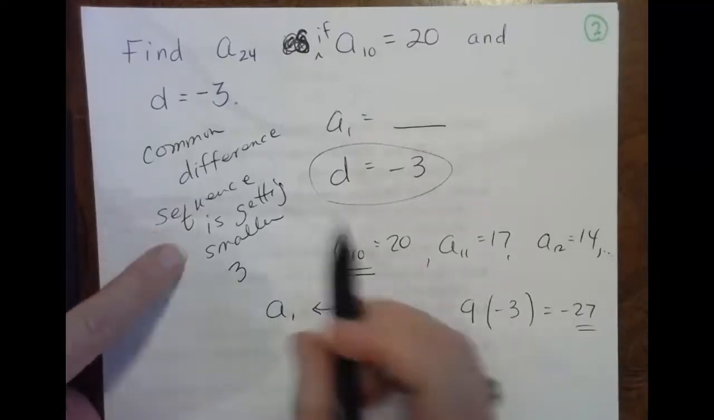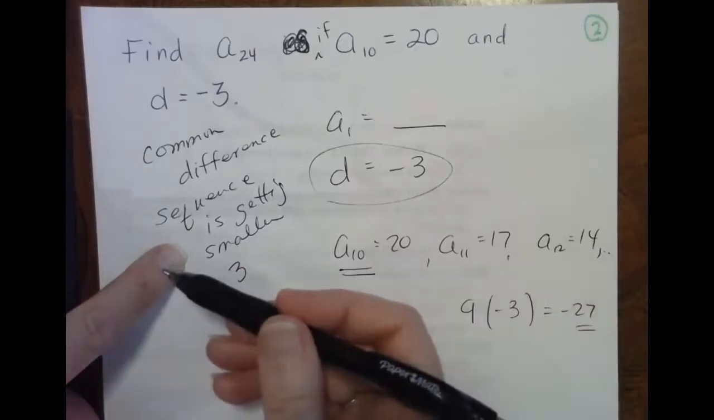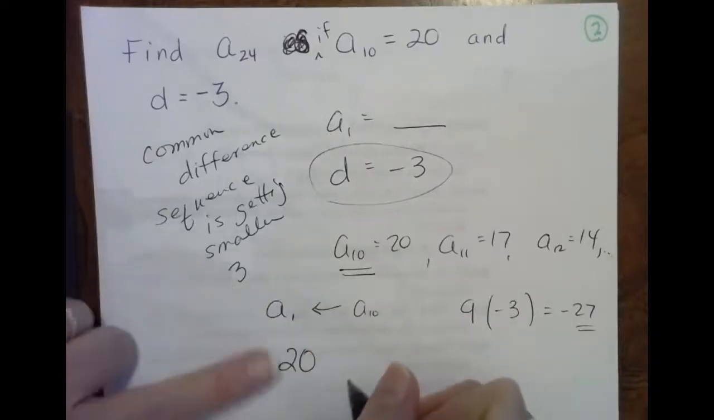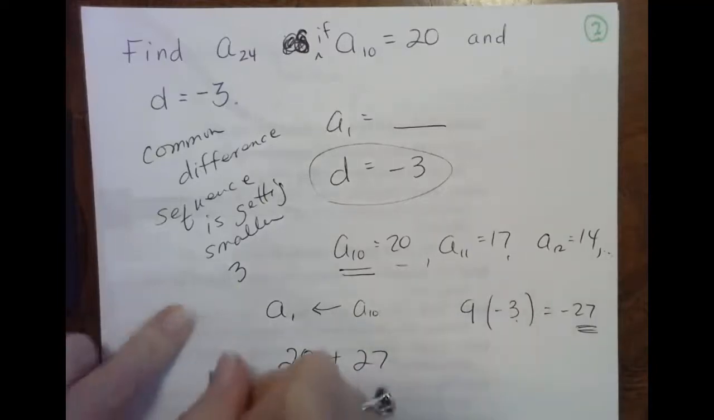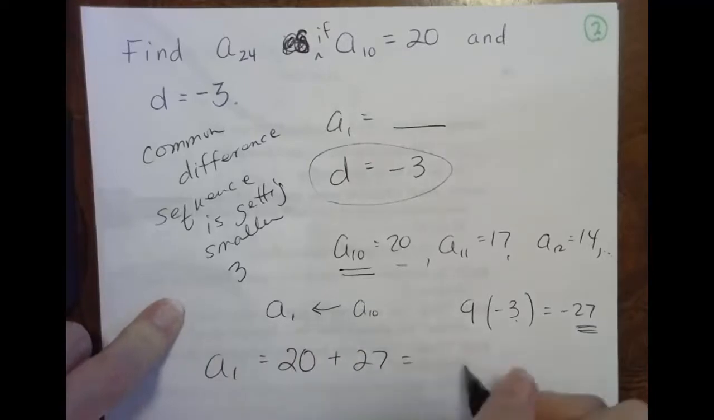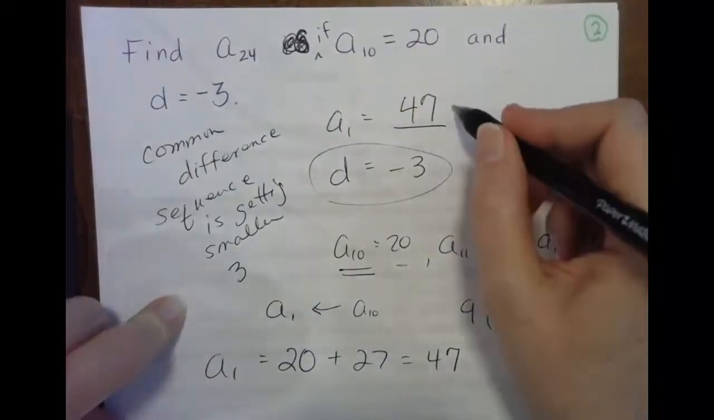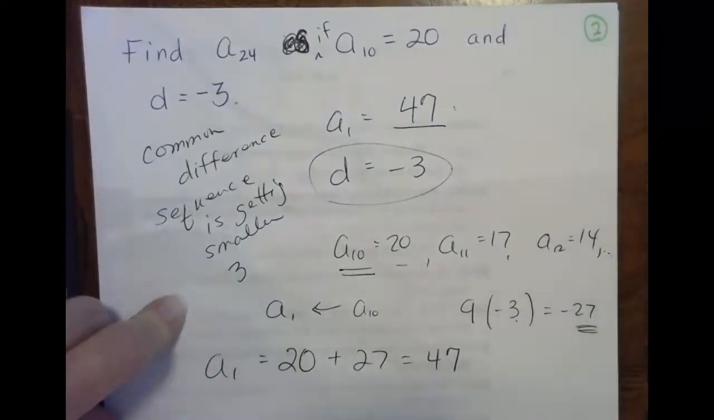Remember, the common difference is negative, so the sequence is getting smaller going forward. So going backwards, it's going to get bigger. So what we need to do is add 20, which is a sub 10, with 27, which is what we get when we say 9 times negative 3, and we find our a sub 1 value is actually equal to 47. So a sub 1 is equal to 47. And if we have a sub 1 and we have d, then we can write the general rule for this sequence.